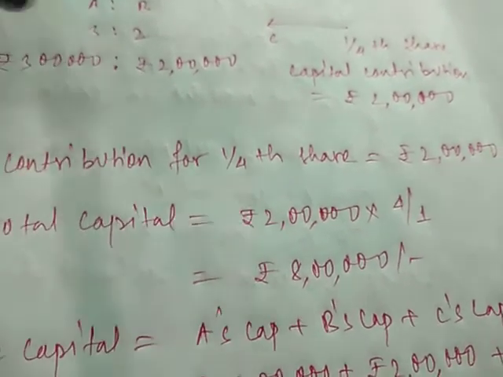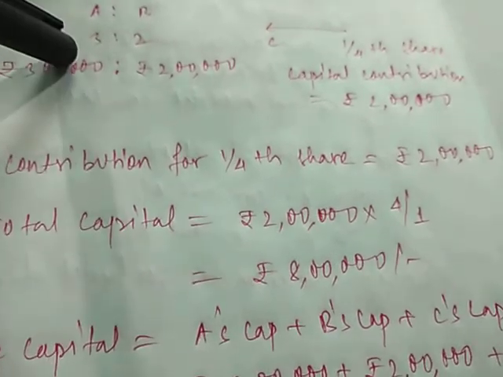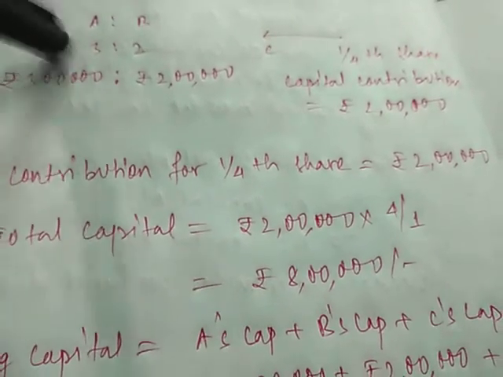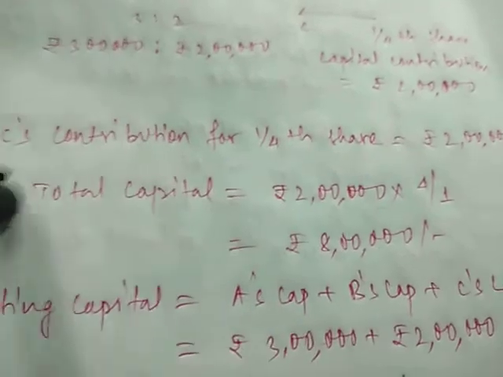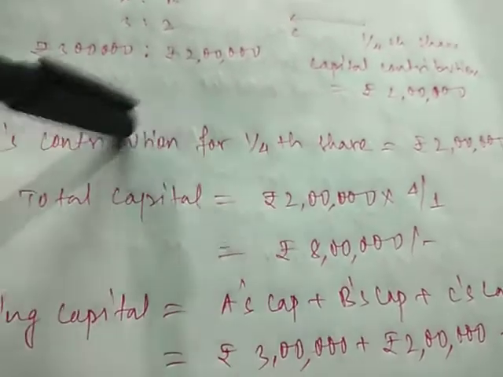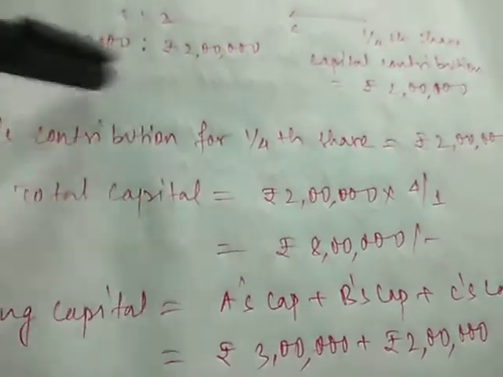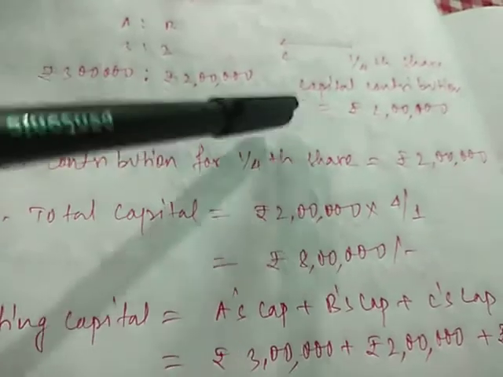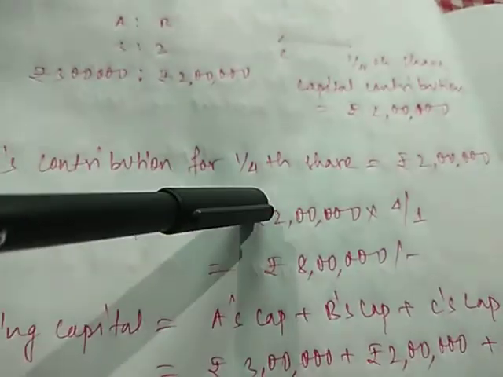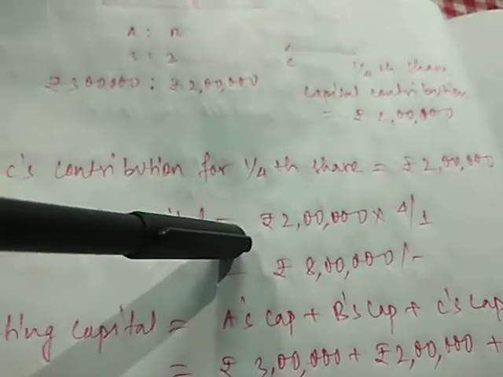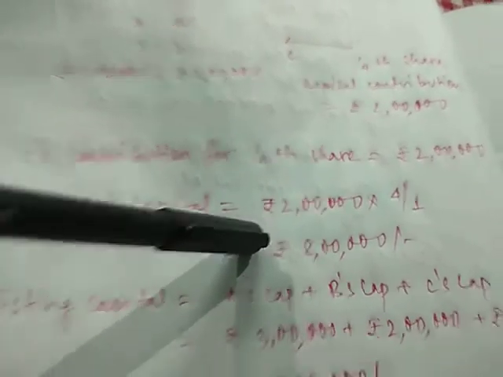2 lakh into 4, because one part's cost is 2 lakh, so the cost of 4 parts will be 2 lakh into 4. So the total capital will be 2 lakh into 4 by 1. Just need to reverse the share. C's share is 1/4. For 1/4 share he has contributed rupees 2 lakh. So 2 lakh will be reversed by 4 by 1, so it will become 2 lakh into 4 by 1, that is rupees 8 lakh.